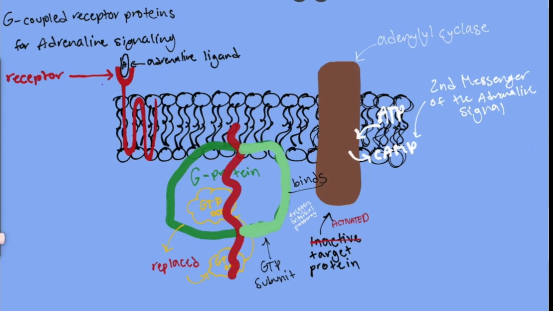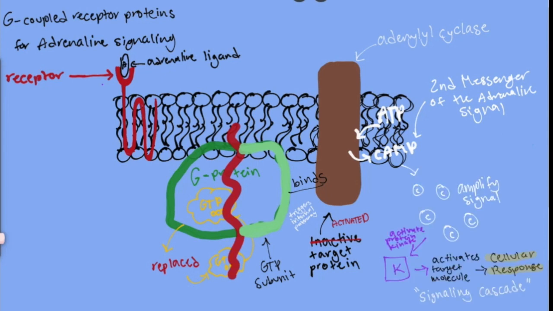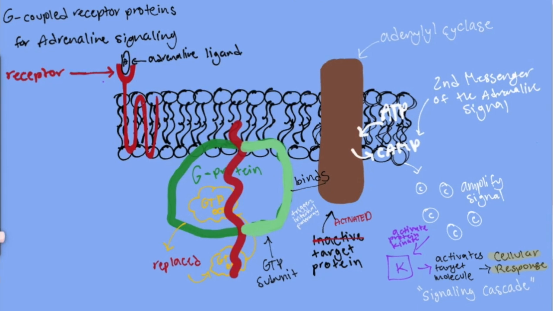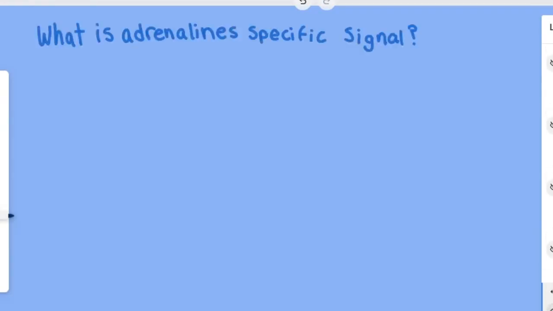When cAMP activates the kinase, these proteins can help activate target molecules that are initial to adrenaline signal's cellular response. This process, where a small amount of signal is amplified to create a large cellular response, is known as signaling cascade. So what is adrenaline's specific signal?